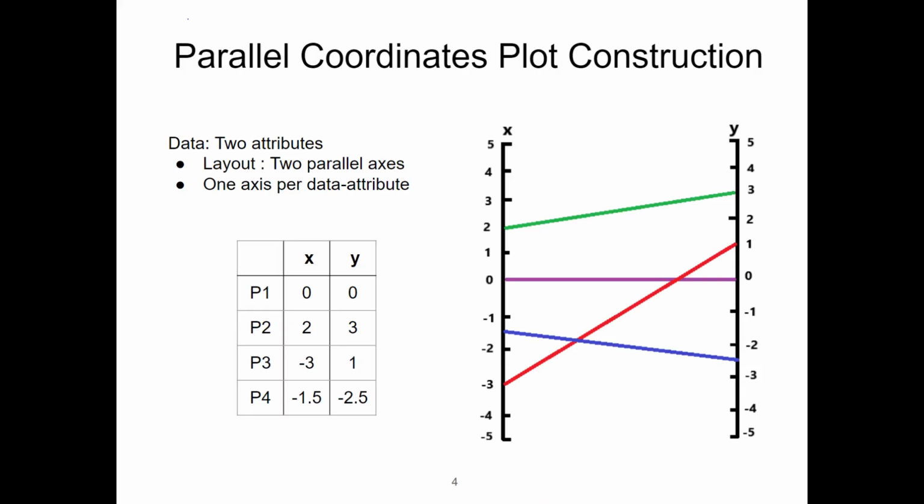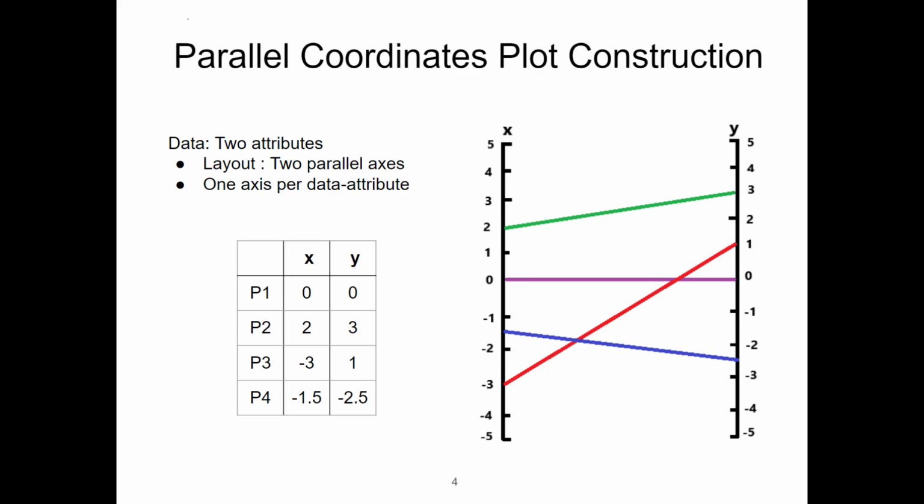Parallel coordinates plot construction. This is the same table we looked at earlier. Each line on the parallel coordinates plot represents one point in the table. This parallel coordinates plot shows 2 data attributes, x and y, with 2 parallel axes. The origins of the x and y axes are at 0.